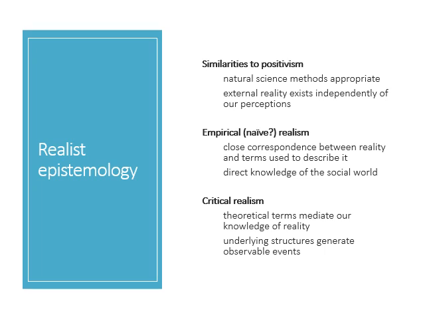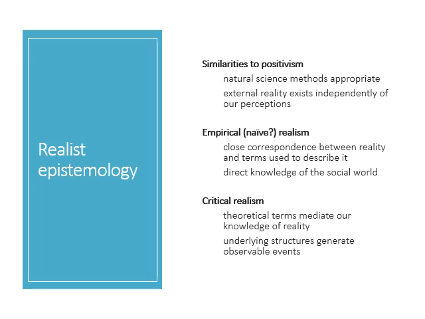What it shares with positivism is the belief that natural science methods are appropriate for studying the social world. And both of these posit that an external reality exists independently of our perceptions. And this means that reality is not just a construct of our minds, it exists out there and can be known, albeit imperfectly.